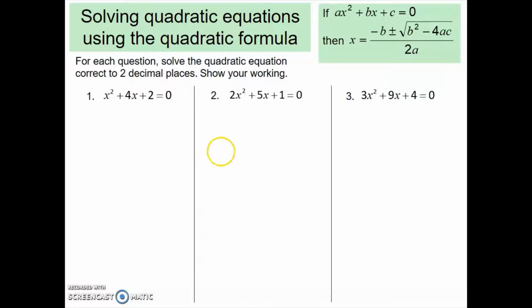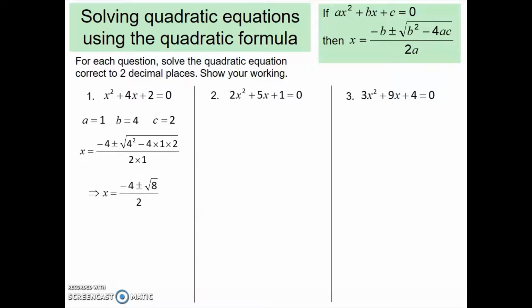Welcome back to the video. We'll just talk through each of these questions. So in question 1, we've identified A, B, and C. We've substituted 1, 4, and 2 into the quadratic formula. We've simplified the discriminant part of the quadratic formula to give us 8. Of course, we could just substitute this. We could just put this bit into our calculator. Then we get our 2 values, both of which are rounded, our 2 solutions for x.